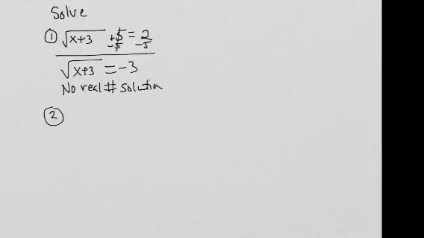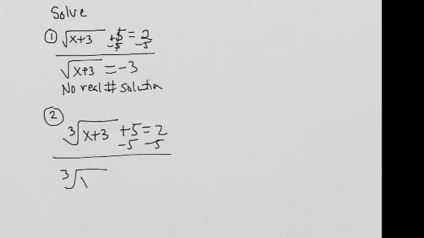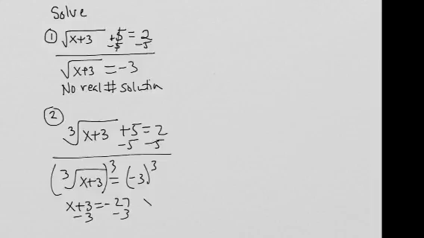Number 2, if you have, let's say, if it were like, let me just go back and do this. If it had been the cube root of x plus 3 plus 5 equals 2 instead, then you would do the same thing. You'd subtract the 5, and the cube root of x plus 3 is negative 3. Then we would raise both sides to the third power, and so you would have x plus 3 on the left, negative 27 on the right, subtract 3, so x would be negative 30.